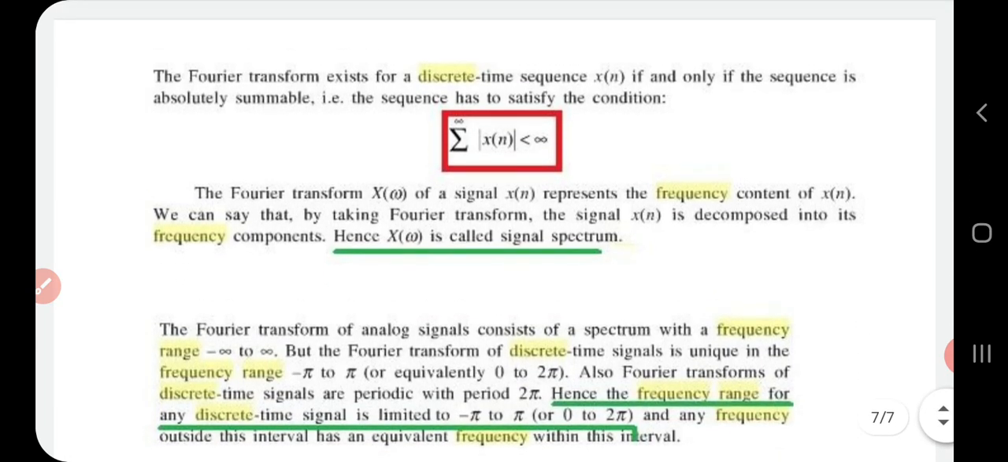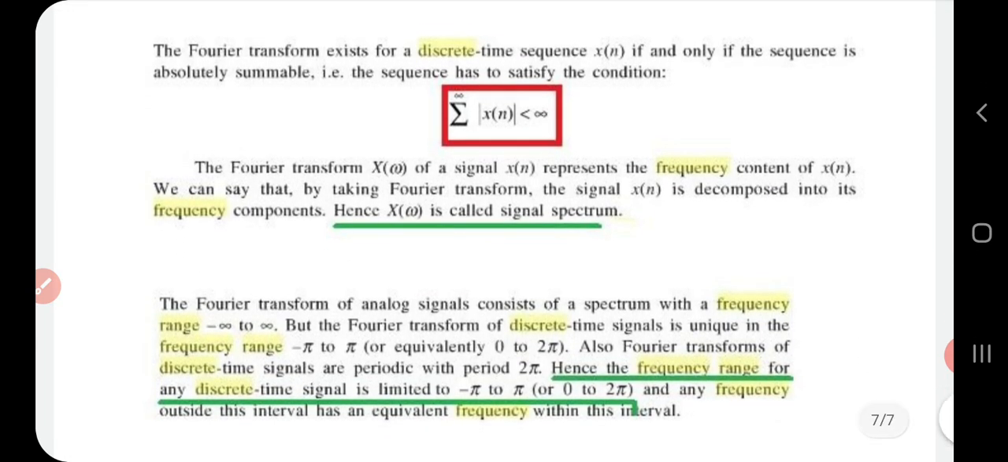Now the last session. Suppose that you have a discrete sequence; its Fourier transform will exist if and only if the sequence satisfies this particular condition, that is, the summation of modulus of x of n is less than infinity, and that Fourier transform is represented by the letter capital X of omega. If we have a discrete sequence x of n and you take its Fourier transform, then that sequence x of n will be decomposed into its frequency components. In that case, the Fourier transform capital X of omega is called the signal spectrum.